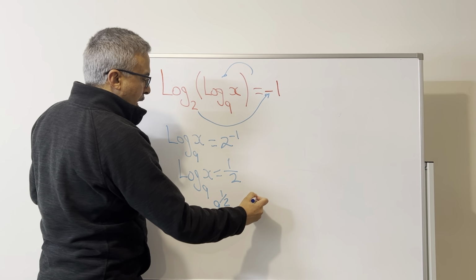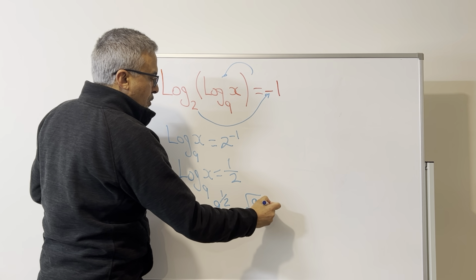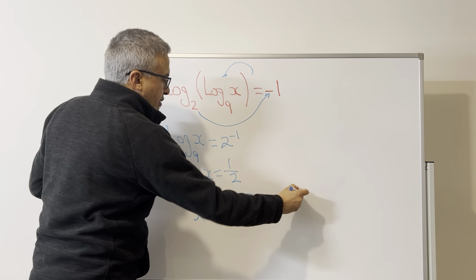And raised to the power of 1/2 is the same as the square root of 9, which equals 3. And that's the right answer.